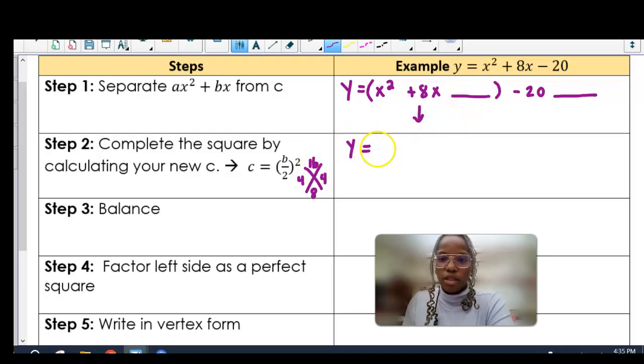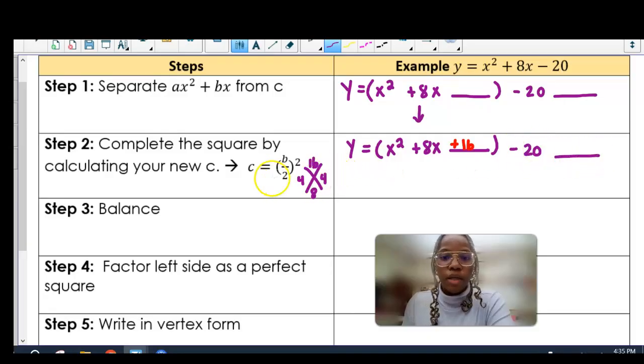So I'm going to say y equals, in parentheses, x squared plus 8x. In that space, I'm going to put plus 16, minus 20, and then leave that space there. If you're thinking about using this formula, again, it's something else to memorize, but thinking about it this way is good. You can also think of it as c equals b over 2, squared. So it'll be 8 divided by 2, which is 4, squared, which gives you 16.